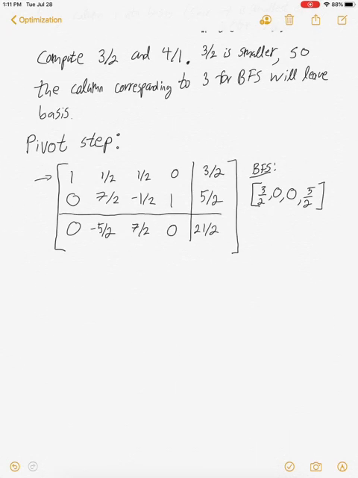Now, what's great about this method is that we update the reduced costs as we go. So we see that there's 2 reduced costs. There's negative 5 halves and 7 halves. Well, 7 halves is positive, so we're not going to use 7 halves. The only column that we can add to the basis to reduce the cost is the one associated to negative 5 halves. So we're going to use the second column.